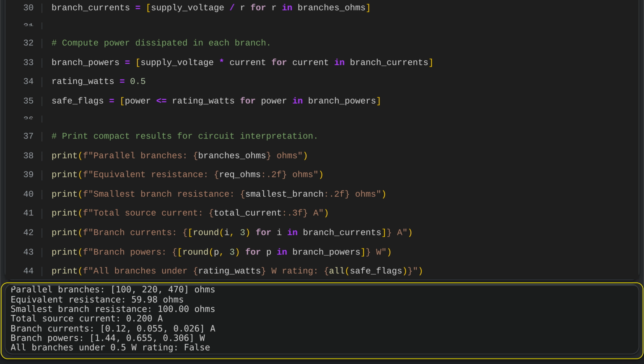This script analyzes resistors in parallel using valid positive resistance values. It calculates the equivalent resistance from the combined conductance, then uses a 12-volt supply to find total current, branch currents, and power in each branch. It reports these values, identifies the smallest branch resistance, and checks whether every branch stays within the half-watt safety limit.